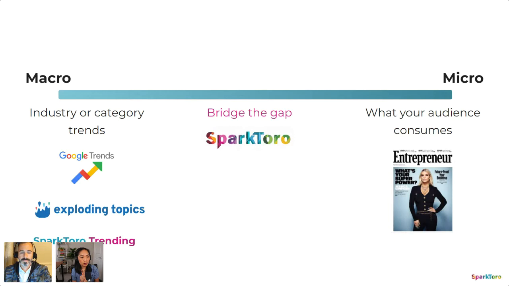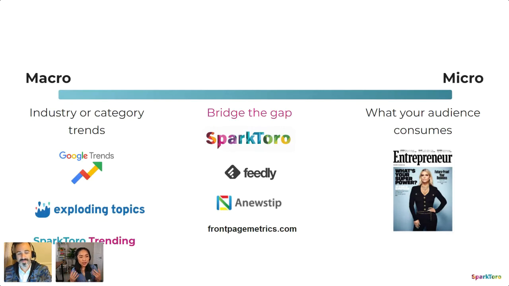And then in the middle, how do you bridge this gap? Ideally, you would use a tool like SparkToro. You would find the sources of influence. But it's not just SparkToro. There are other tools too, like Feedly that can help you find good articles, tools like anewstip.com. There is also frontpagemetrics.com, which helps you find emerging or fast growing subreddits. These are just a couple tools to help you bridge that gap.